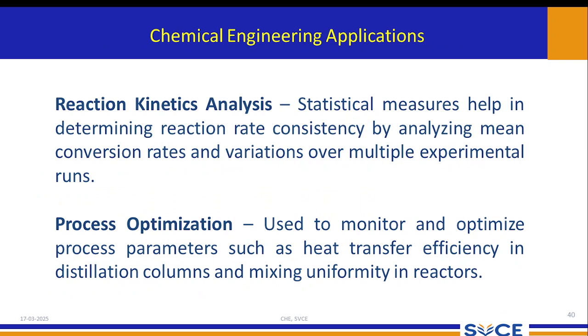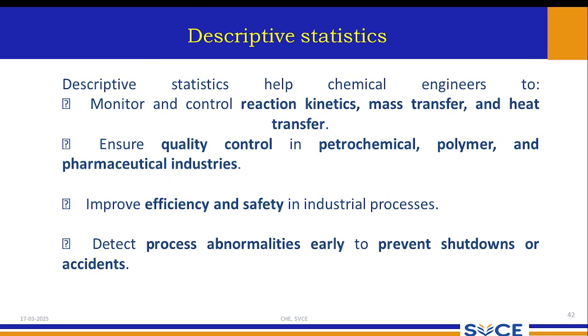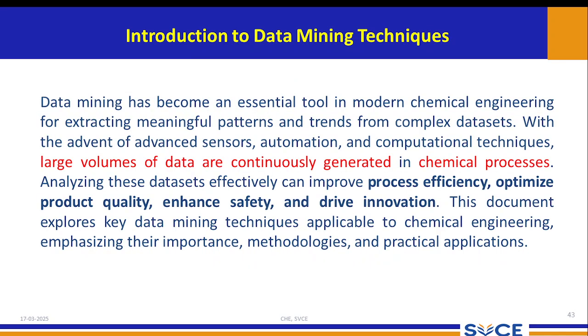Okay, coming to the reaction kinetic analysis. Under the reaction kinetic analytics, statistical measures help in determining the reaction rate consistency by analyzing the mean conversion rate and variation over multiple experimental runs. Okay, so this also we have seen, environmental engineering application as well as quality assurance. So descriptive statistics help chemical engineers monitor and control the reaction kinetics, mass transfer, heat transfer. Okay, ensure quality control, improve efficiency and safety, and detect product and process abnormalities early to prevent shutdown or accidents.